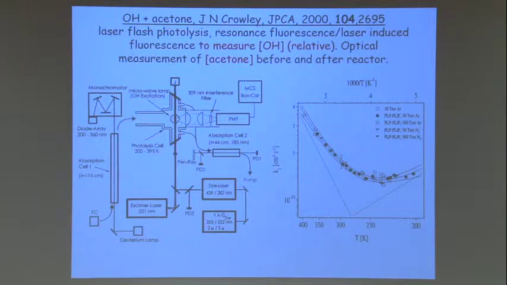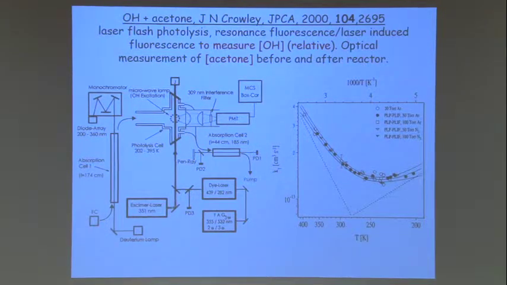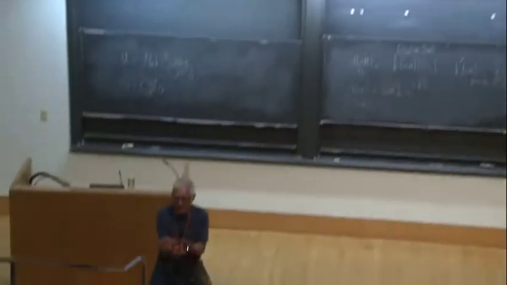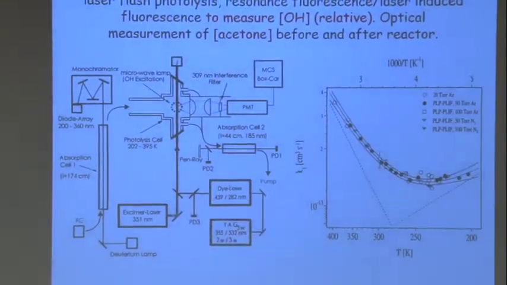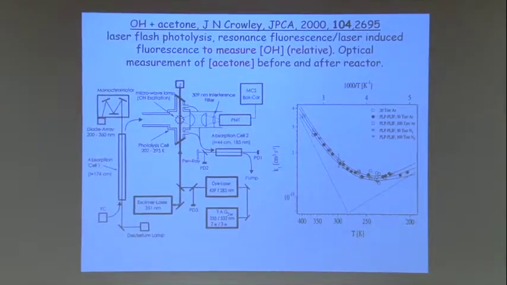He also uses a technique called resonance fluorescence, where he has a lamp that basically generates light of the right wavelengths to excite the OH. And again, he looks at the fluorescence. But this is not a pulse laser, this is a continuous lamp. And he gets another trace, which gives a lot of very accurate information. So this is an alternative method of monitoring the reaction.